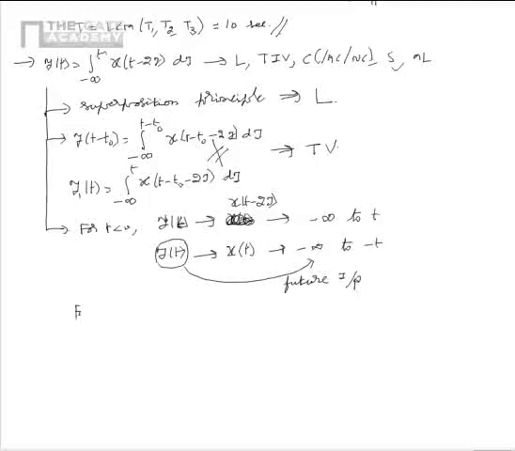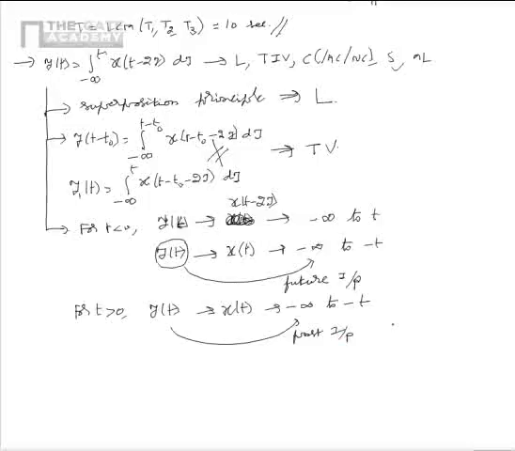Similarly, we can show that for t greater than 0, the output y of t is the integration of x of t from minus infinity to minus t. So y of t depends on only past input.